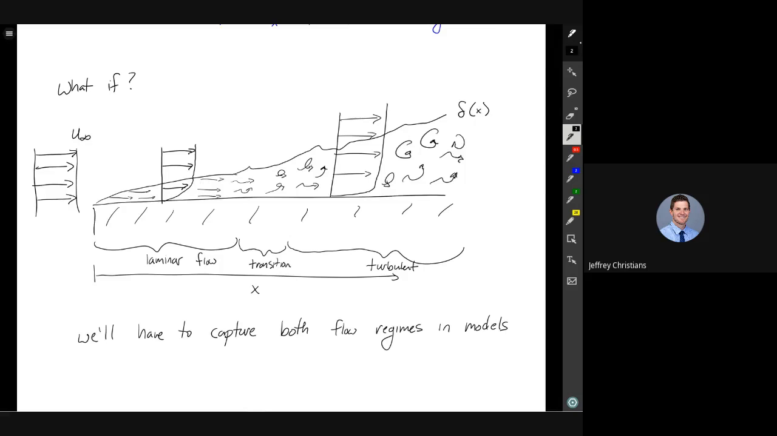So we'll have to capture both of these flow regimes in our models because the behavior is going to be super different. Essentially what that means is we'll have to know where on our object the transition occurs, so that we can say, okay, on this part of the object, it's behaving one way. On this other part of the object, it's behaving a totally different way. So we'll look at that next time.